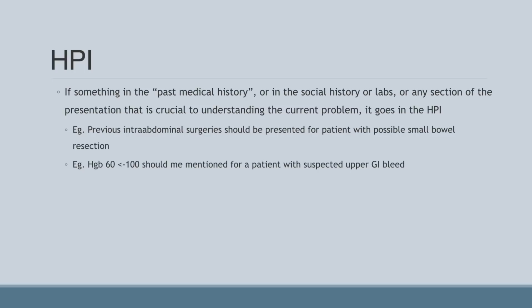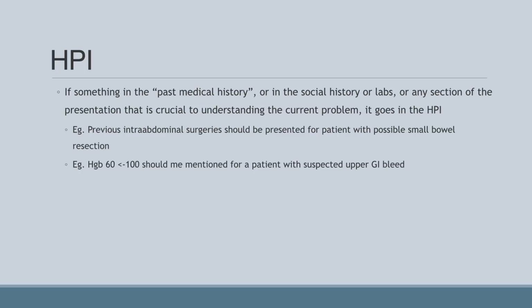Now, we touched on this before, but I think it's really important and should be emphasized. If there's anything in any other section of your presentation, so the past medical history or the labs or the social history, that you think is absolutely crucial to understanding the current problem, it should be presented in the HPI, not in that other section. For example, if you're presenting a patient with a possible bowel obstruction, it would be crucial to mention whether or not they've had previous intra-abdominal surgeries in the HPI, as this would significantly impact your differential diagnosis.